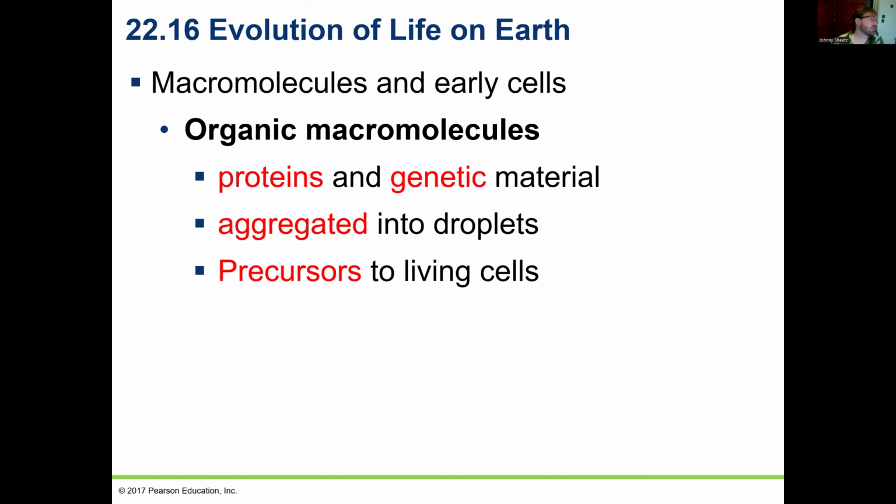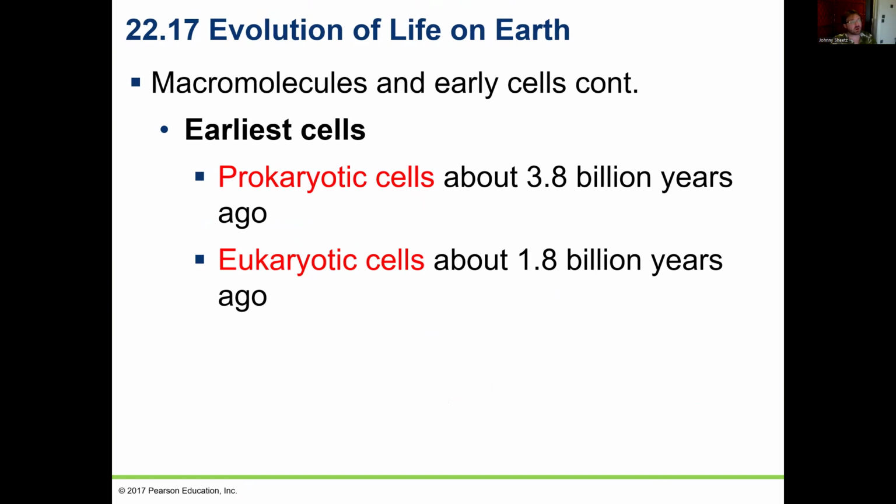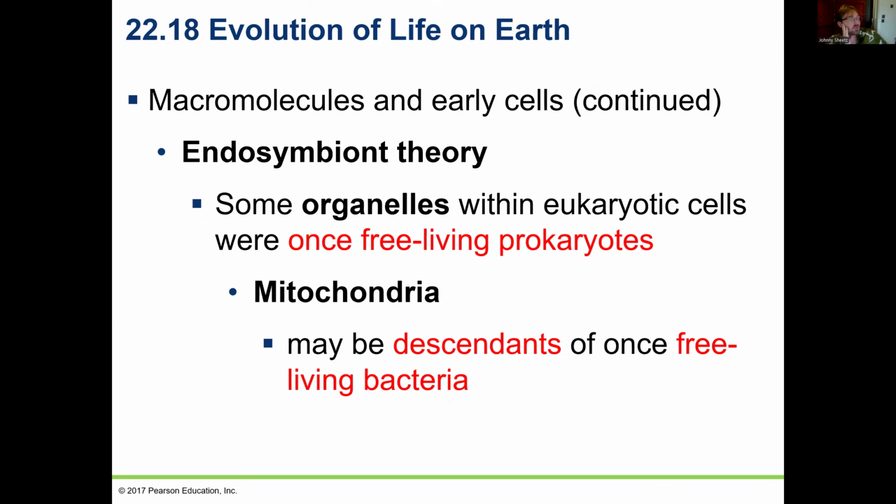Now, macromolecules in early cells. So organic macromolecules, proteins and genetic material, would then aggregate into droplets, and these were kind of the precursor of the living cell. These all were prokaryotic single cellular organisms. They originated about 3.8 billion years ago. Then about 1.8 billion years ago, eukaryotic cells started to evolve, with membrane-bound organelles. We are reasonably sure that some of the original organelles are actually descendants of free-living bacteria that were phagocytized by a host cell.